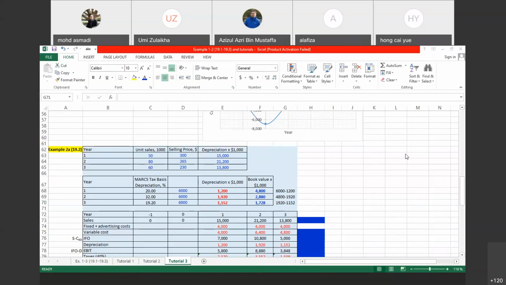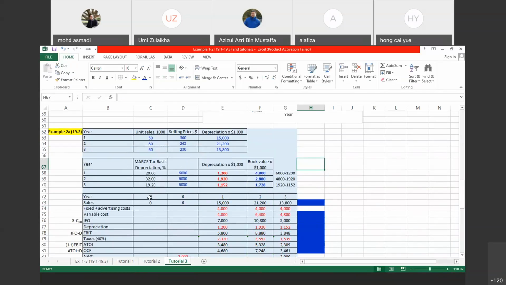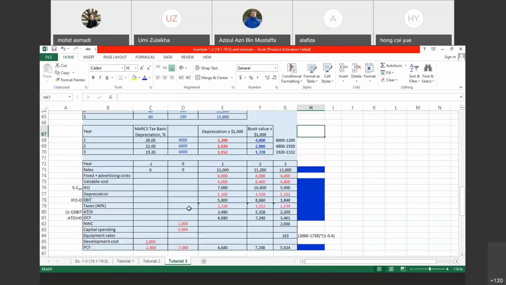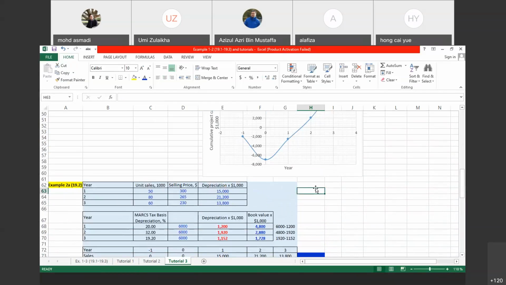Starting from year 1. This is what we call the product life cycle. We want to get profit, right? Year 0 and year -1 are the product development. You want to prepare your investment, that's why it's negative. Any more questions before we stop?